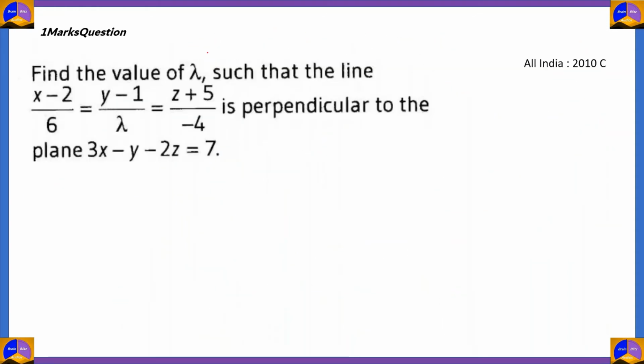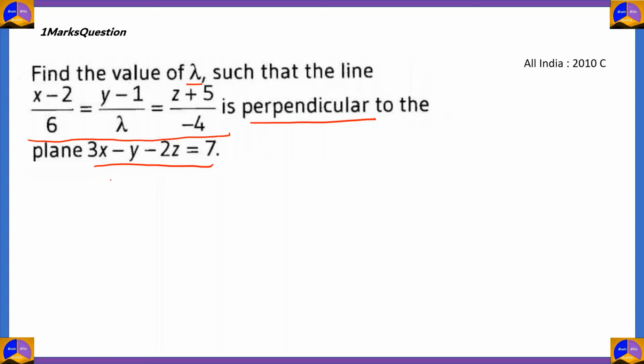Let's move on to our final question. Find the value of lambda such that the line x minus 2 by 6 is equal to y minus 1 by lambda is equal to z plus 5 by minus 4 is perpendicular to the plane 3x minus y minus 2z is equal to 7.